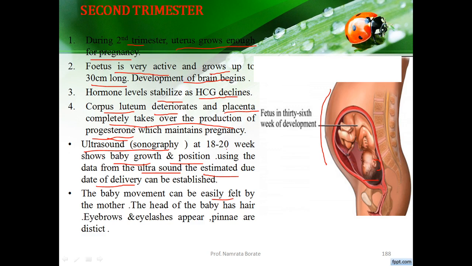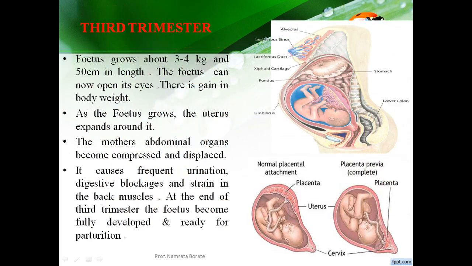Next is the third trimester, also called the final trimester. It is from the 27th week till parturition. The fetus grows to about 3 to 4 kg. You can see here this one is very large in size, about 50 centimeters in length. The fetus can now open its eyes.